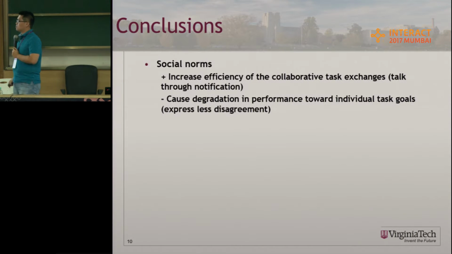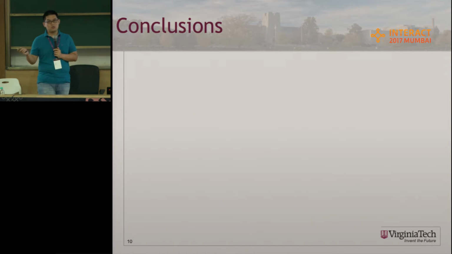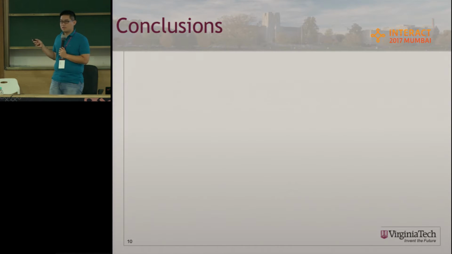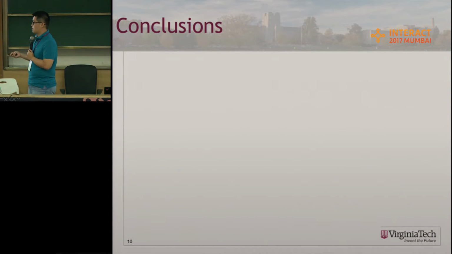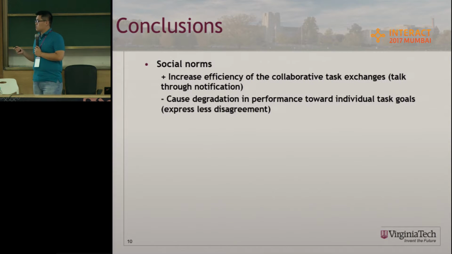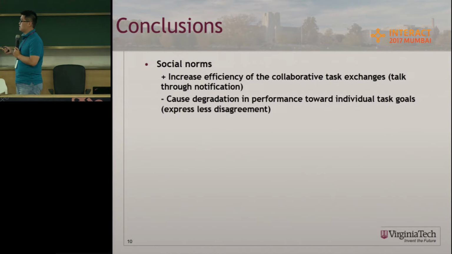So summarizing our conclusions, we identify three factors in co-located collaboration that are affected by the notifications and further affect social action and activity awareness. The first one is the social norms. We notice the notification increases the efficiency of the collaborative task exchange because they actually understand each other through the notification rather than verbal communication. Notification also causes degradation in performance towards individual task goals. Because they express less disagreement, they didn't change their thoughts a lot with notification.